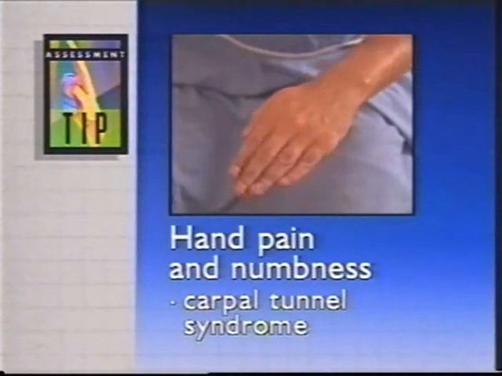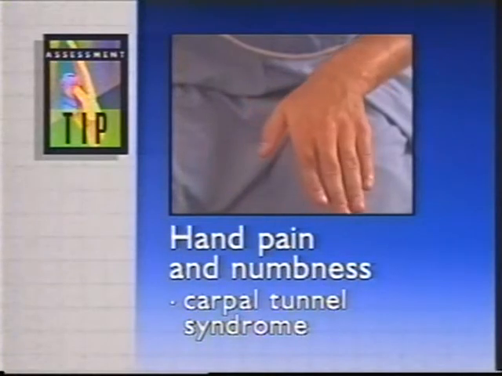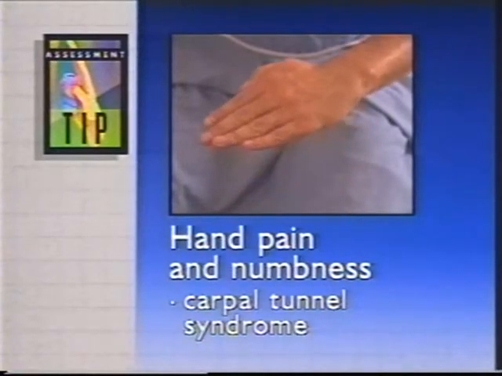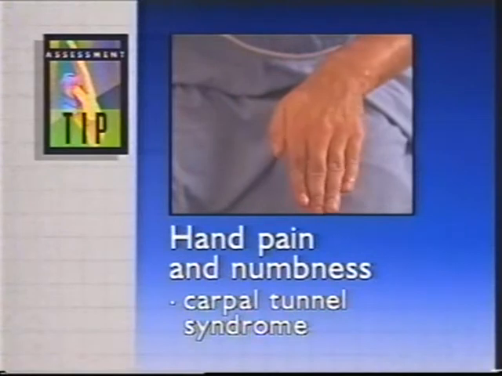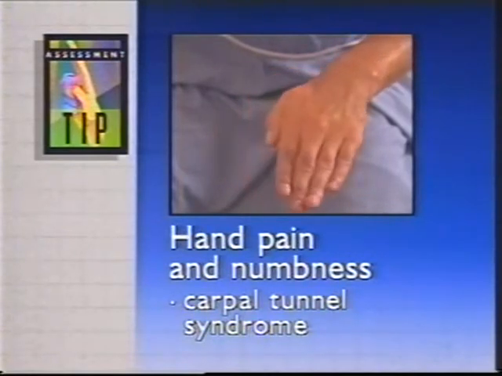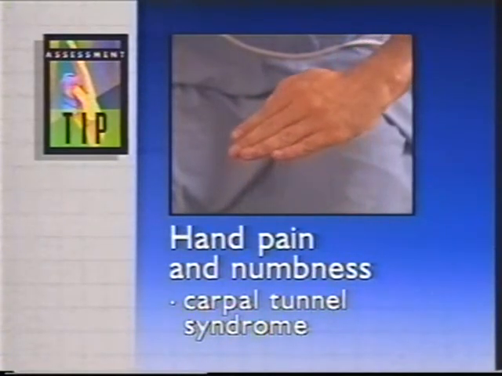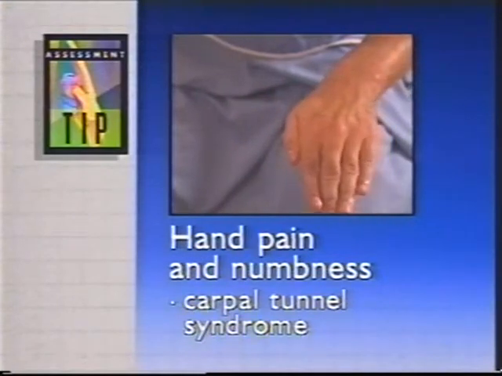If the patient complains of hand pain and numbness, especially at night, suspect carpal tunnel syndrome. To detect additional signs of this disorder, perform Phelan's test and assess for Tinel's sign.